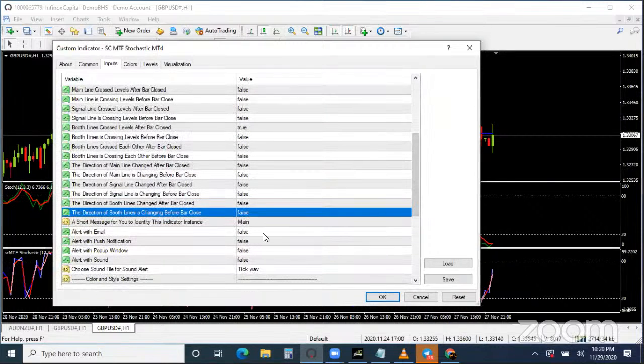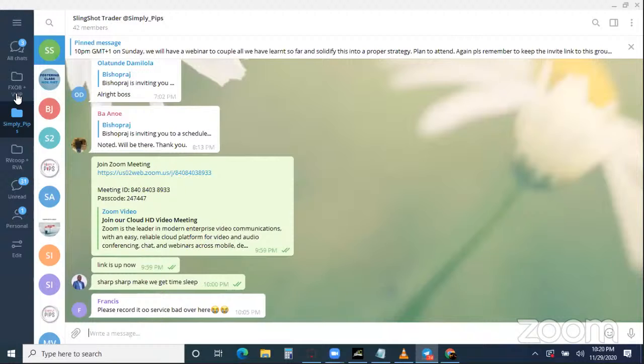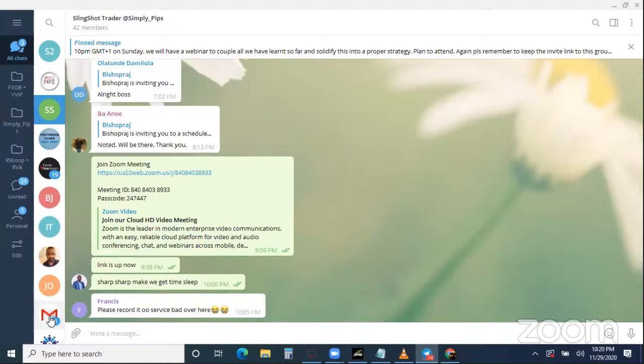Alert with email. There's a way you can send this thing to send email to you, right? I have it installed, and if I wanted to send an email to me, send it straight to my Gmail. And I also connected my Gmail to my Telegram. So whatever drops in my Gmail straight comes to my Telegram. And as you guys know, I spend almost all my time on Telegram, so I don't miss any alert.